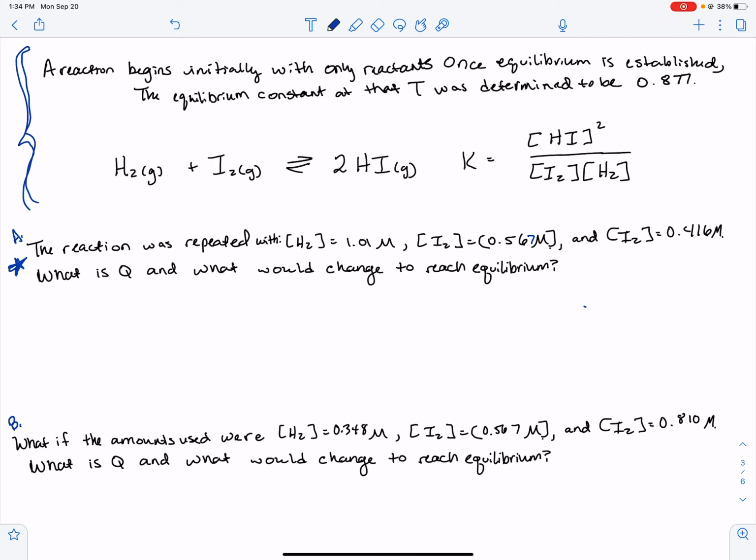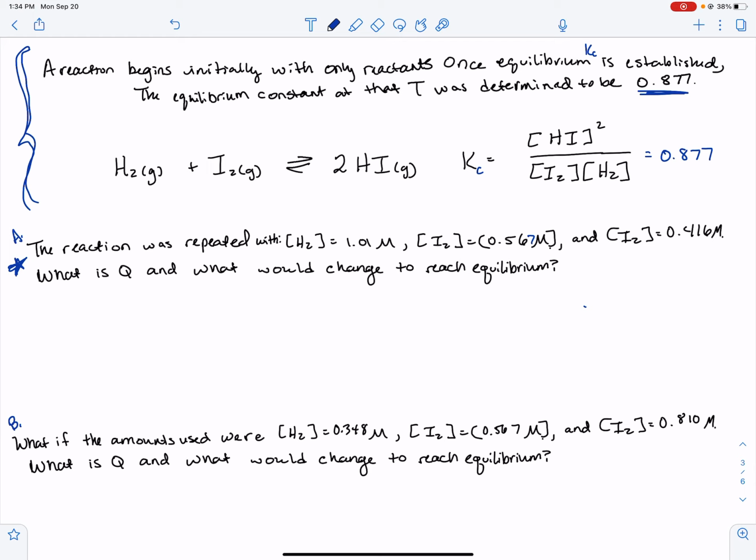So we have a reaction. It begins with only reactants. Once equilibrium is established, the constant at that temperature was determined to be this value. So we don't have to calculate it. It already is. So here's our reaction. And then we would say Kc is 0.877. And I probably should have indicated that it was a Kc equilibrium.